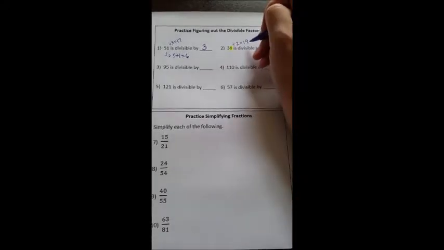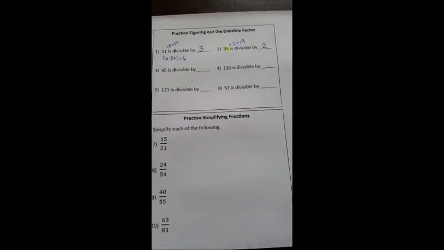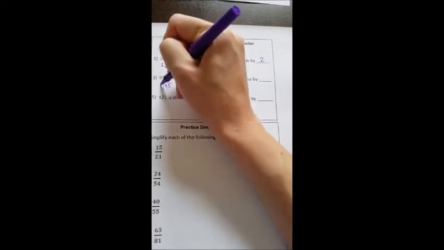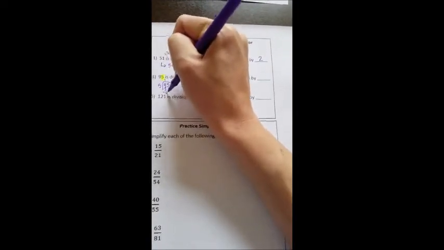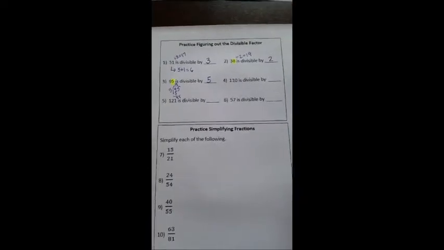Well, 38, hopefully you noticed it ended in an 8. That means it is even, meaning you can divide by 2. And when you divide by 2, you would get 19. Didn't have to do this part, but just wanted to show you that you'll get a whole number when you divide by the factor. So number 3, hopefully you noticed it ends in a 5. And therefore, it is divisible by 5. And if you divide 95 by 5, you'll get 19.